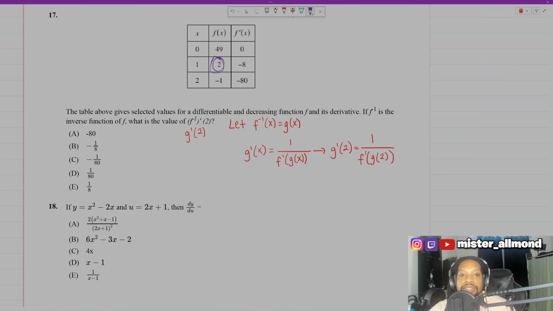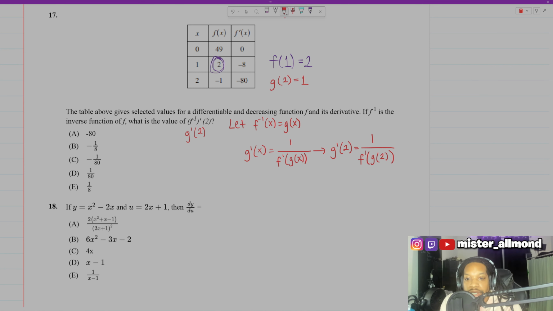So according to the table, I know that f of 1 equals 2. I got that from the table. If f and g are inverses, then I know that g of 2 must be 1. That is the textbook definition of inverse.